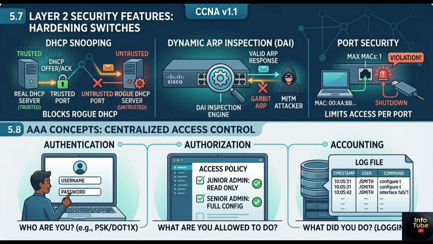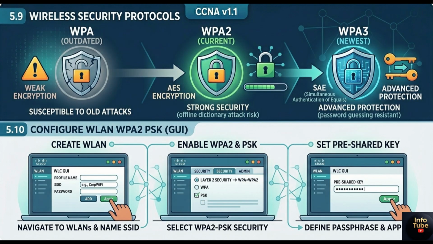5.9 Wireless Security Protocols. Wireless signals travel through walls, so they must be encrypted. There are three main versions. WPA, the original, now considered weak and outdated. WPA2, the current standard. It uses AES encryption, which is very strong. Most networks today use WPA2. WPA3, the newest version. It provides even better protection against password guessing attacks and is required for the latest Wi-Fi standards.